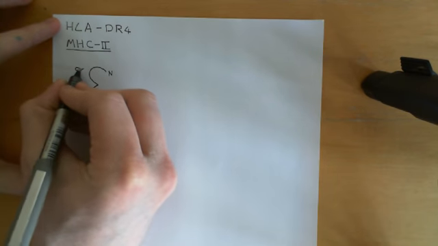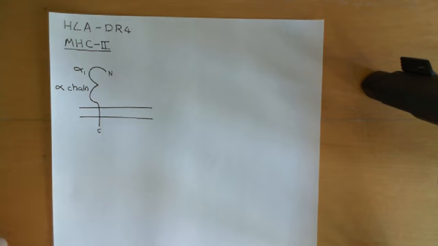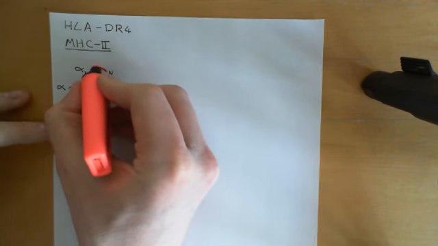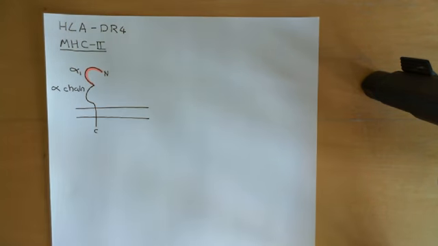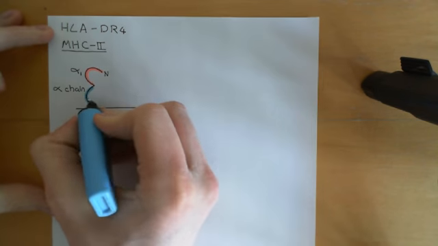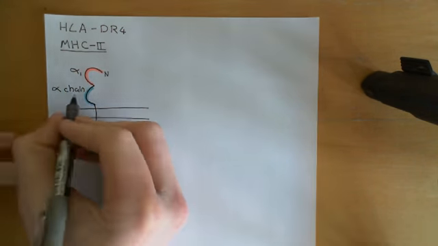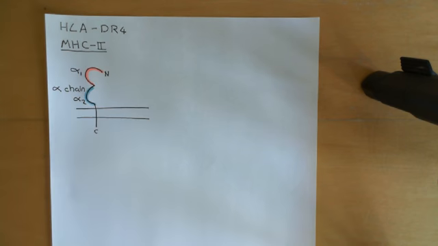Okay, and it has 2 important domains. One of them is over here, which I've shown as this curved region here. That's the alpha 1 domain. And then the other important domain to know about is the alpha 2 domain here. Okay, right, so that's the structure of the alpha chain of MHC Class 2.